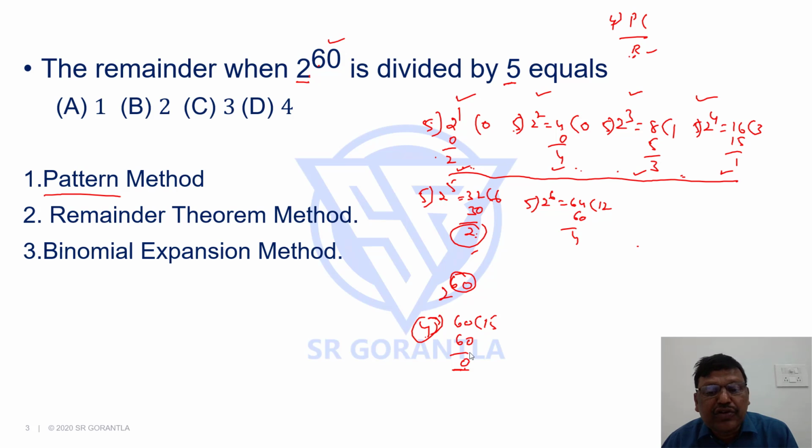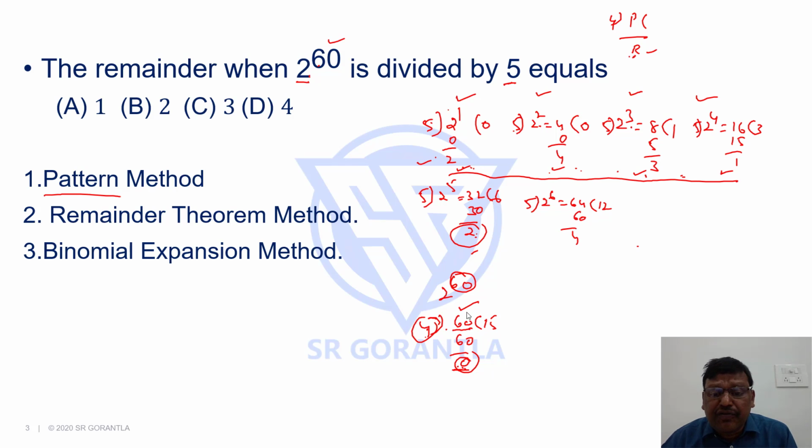Suppose if the remainder is 1, I should have taken 2 power 1's remainder as my answer. If remainder 2, 2 square's remainder as my answer. If remainder is 3, I could have taken 2 cube's remainder as my answer. But the remainder can never be 4 if you divide by 4. If remainder is 0, it means this number is exactly divisible by 4.